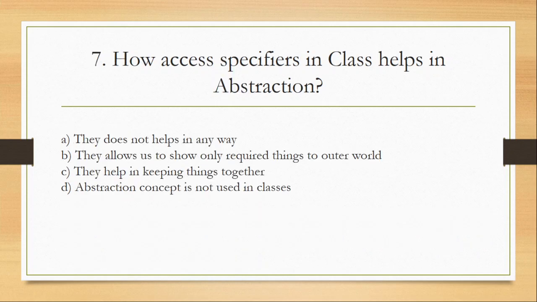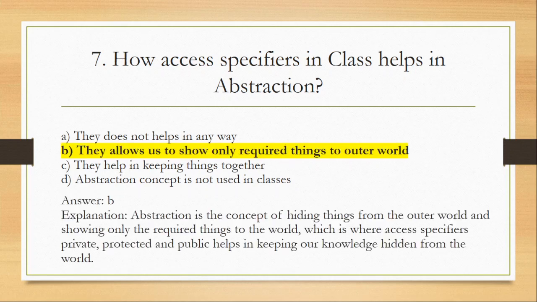How do access specifiers in a class help in abstraction? They allow us to show only required things to the outer world. Abstraction is the concept of hiding things from the outer world and showing only the required things, which is where access specifiers private, protected, public help in keeping our knowledge hidden from the world.